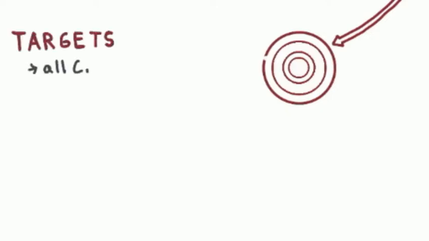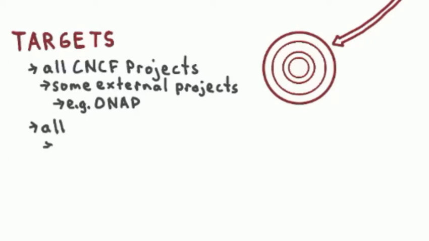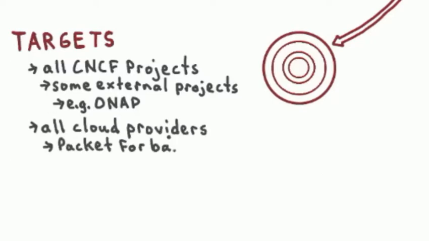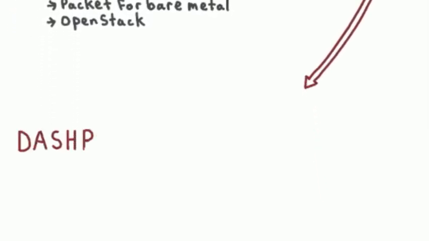We're wanting to target all of the CNCF projects, as well as external projects like ONAP, a Linux Foundation project, and all the cloud providers. Right now we support quite a few, as well as Packet, where we're doing raw hardware, and OpenStack. Now the dashboard that's showing the results of the different runs.